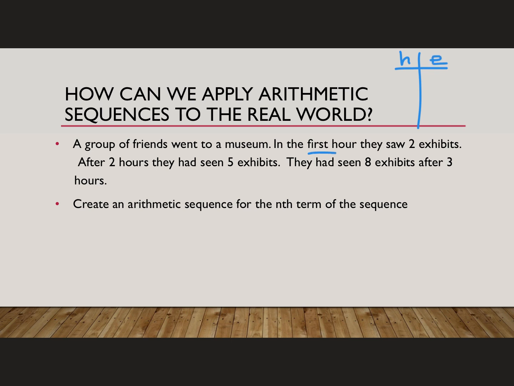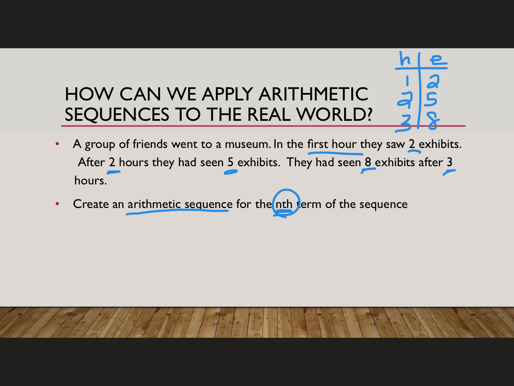So, I see the first hour, hour 1, they saw 2 exhibits. After 2 hours, hour 2, they had seen 5 exhibits. And they had seen 8 exhibits after 3 hours. We're being asked to create an arithmetic sequence for the nth term. Or we said the nth term is just any term.